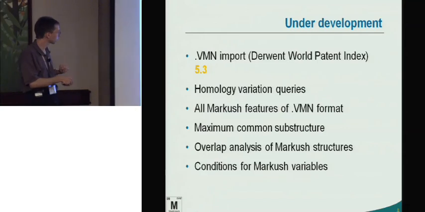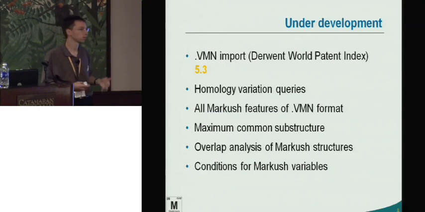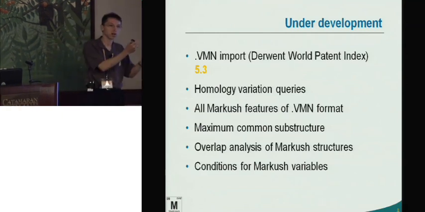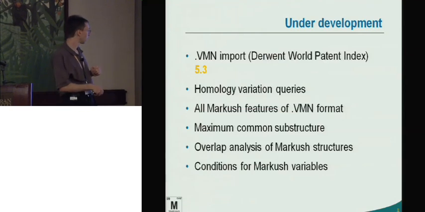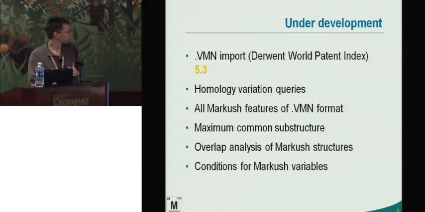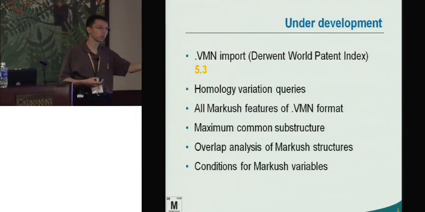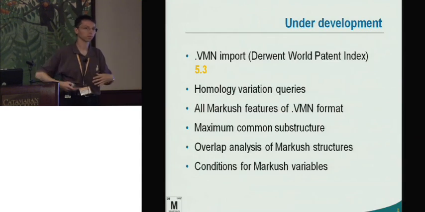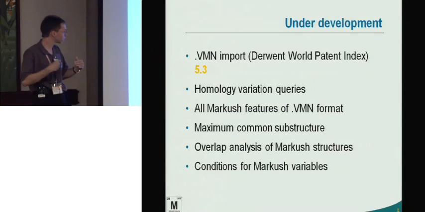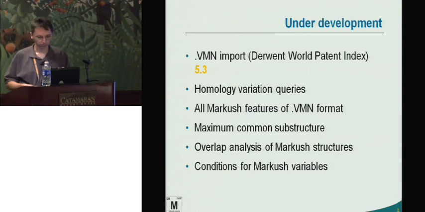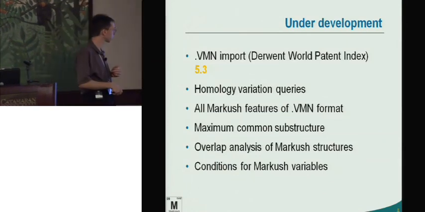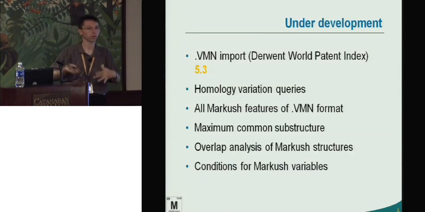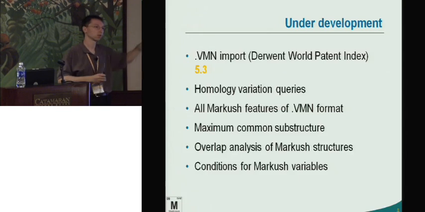As I mentioned, we want to do a maximum common substructure type of searching to be able to identify those patent Markush structures which almost cover the query molecule, but not quite. Okay, and as a next step will be an overlap analysis of Markush structures, so that on the query side, a Markush can be specified and see what are the Markush structures in the database which have some overlap. And we are looking for a way to show what that overlap actually may be. And in the end, we also want to introduce some conditions for Markush variables. For example, if R1 is hydrogen, then R2 can only be these and these and these definitions, and not those.